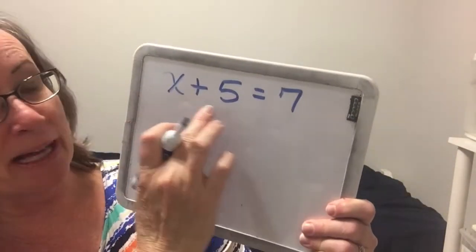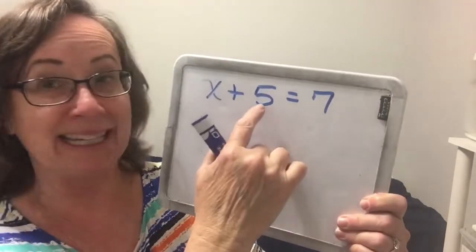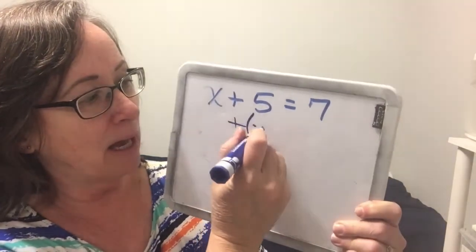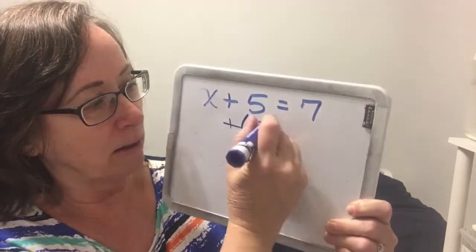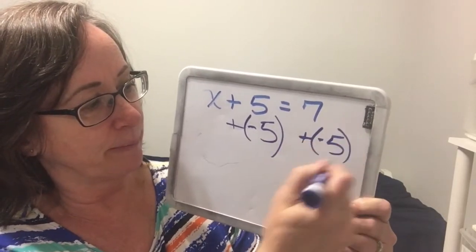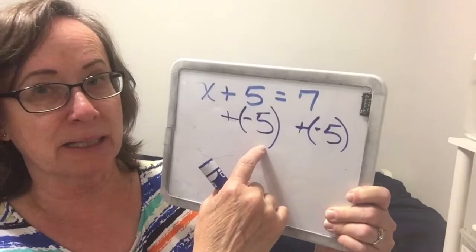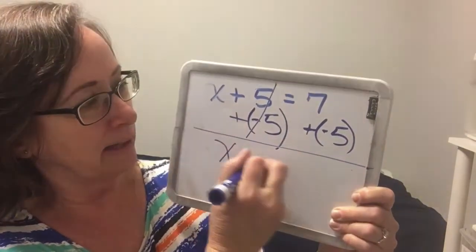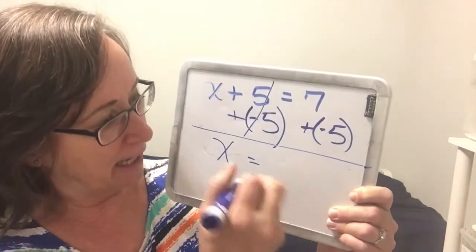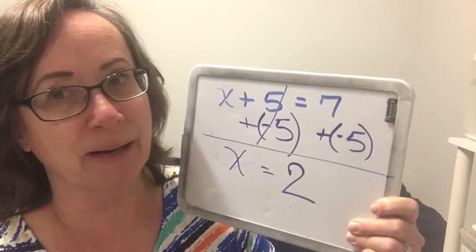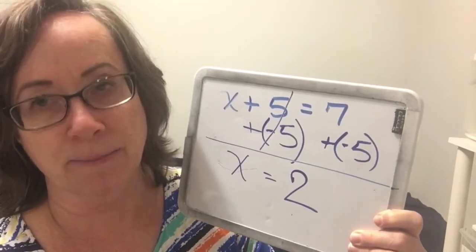Okay, so here we have X plus 5 is 7. We need to get rid of the 5 to get the X by itself. So we're going to plus a minus 5, plus a minus 5. Okay, and so the 5 and the plus a minus 5 is going to go out. And we have only the X left. 7 plus a negative 5 is just 2. Okay, now because plus a minus 5 is the same thing as minus 5.